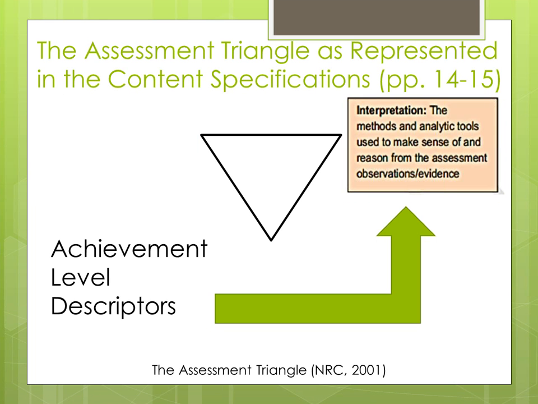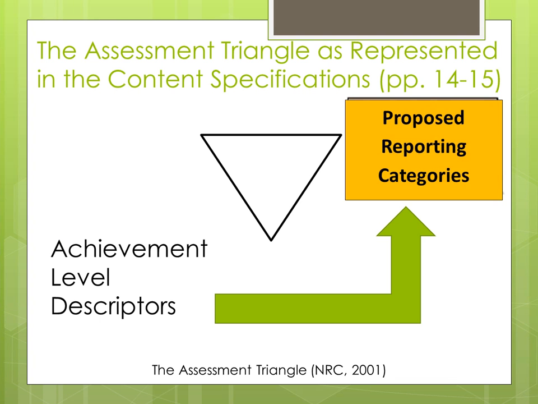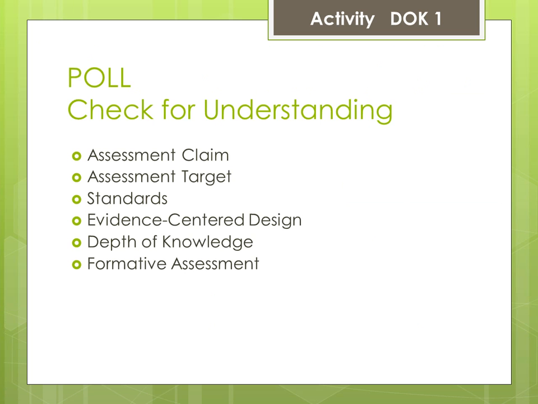Just a reminder that the achievement level descriptors further go into the interpretation of the evidence. And those are the proposed reporting categories. Those achievement level descriptors are used to explain the knowledge, skills, and processes that students will display at predetermined levels of achievement. Now's a good time to just check for understanding.